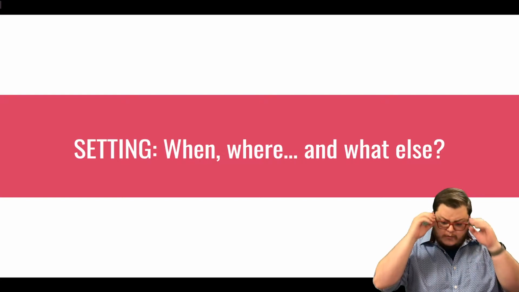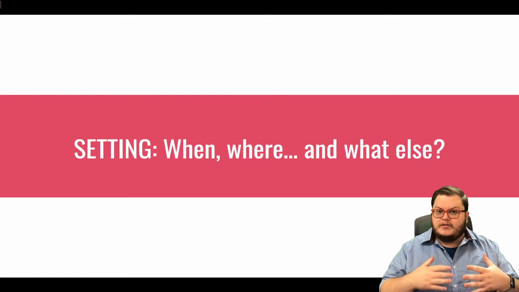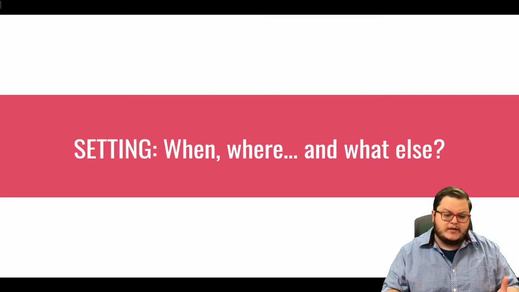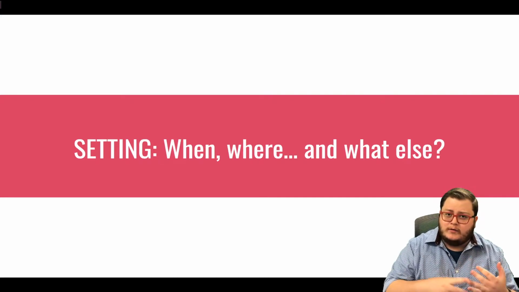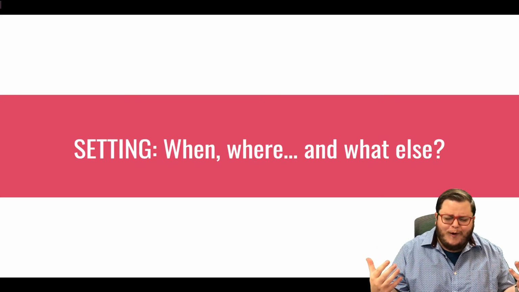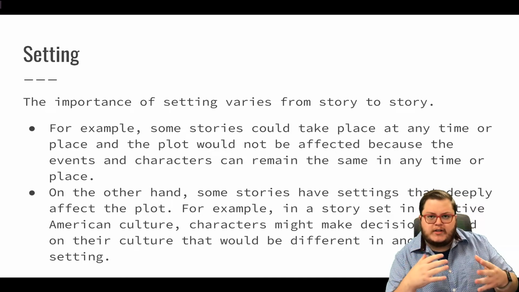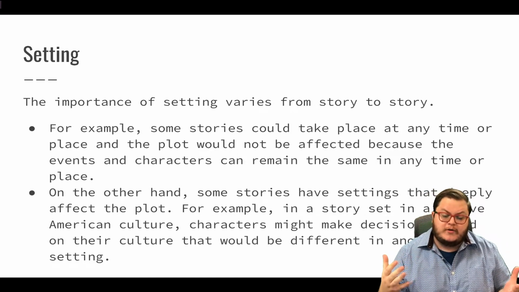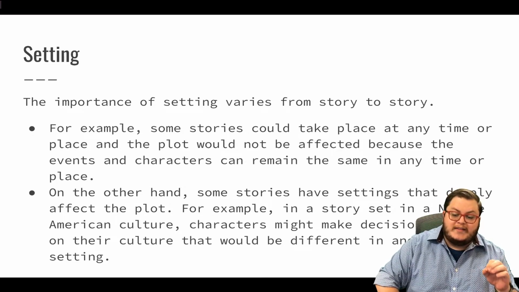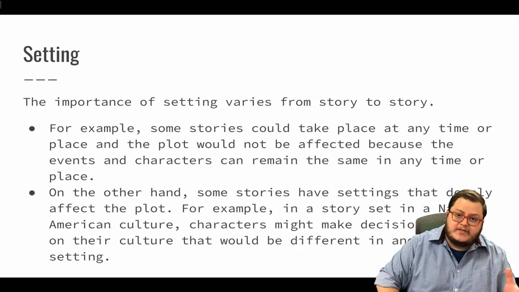Let's get at it. So the first thing we really want to know is just a refresher of what setting is. So we know the when, the where, but what else? Setting is going to change from story to story. That's always going to happen. So some stories could take place at any time or any place, and the plot will not be affected because the events and characters remain the same in any time or place. However, some stories have settings that deeply affect the plot.